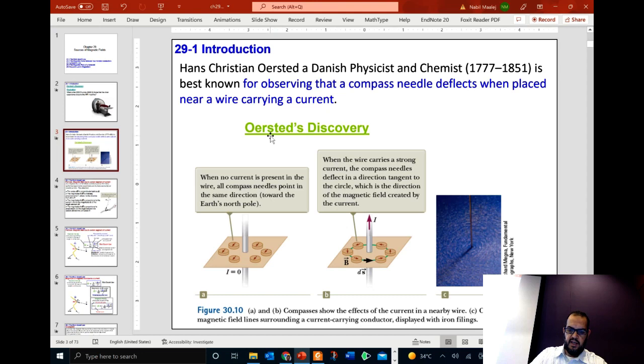Hans Ørsted, who was a Danish physicist and a chemist, discovered this in the early 1800s. Basically, he observed the compass needle deflects when it is placed close to a wire conducting a current. Here we are showing a wire that is not conducting current, and the compass needles are all pointing in the north direction. As soon as the current passes through the wire, you can see that the needles are aligned in such a way that they make a loop around this current.